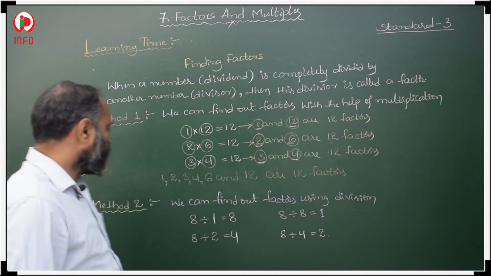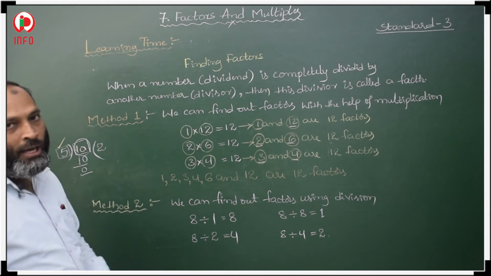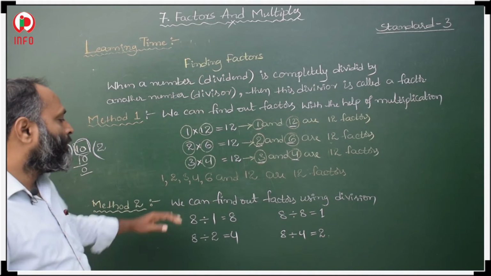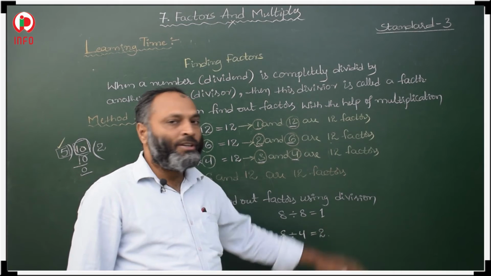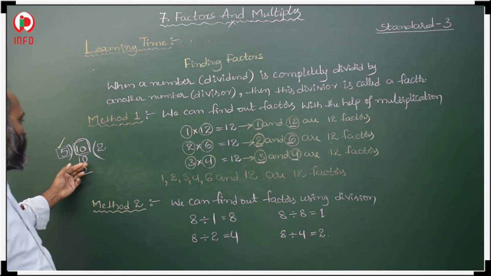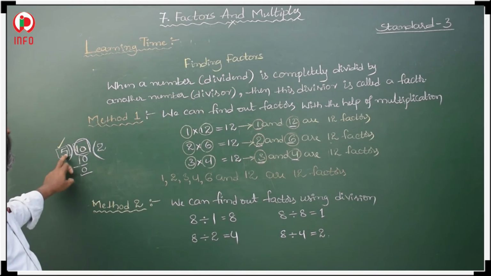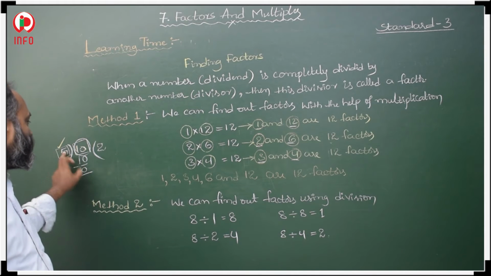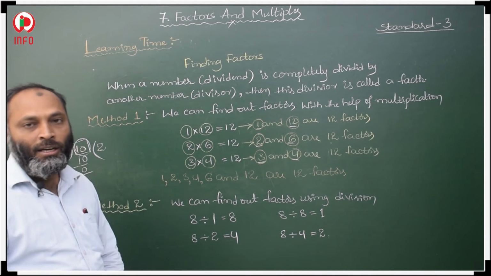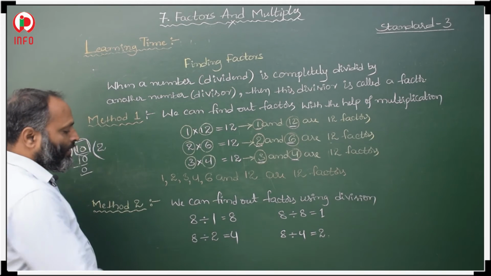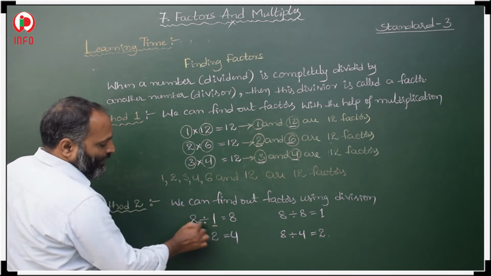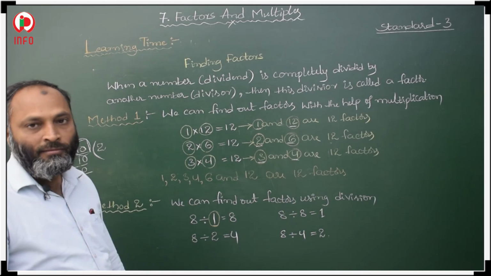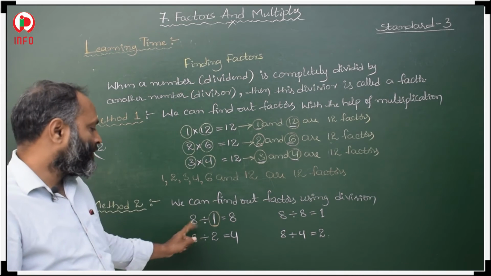Now the second method: how to find factors? We can find factors using division. If a divisor completely divides the dividend, then that divisor is a factor. Here the divisor is 1, 8 divided by 1. So 1 completely divides this 8, then 1 is a factor of 8.